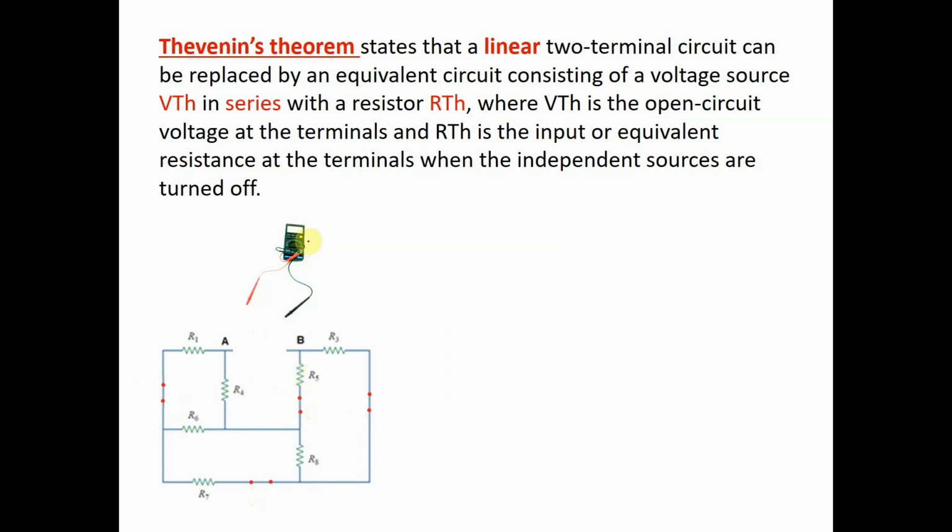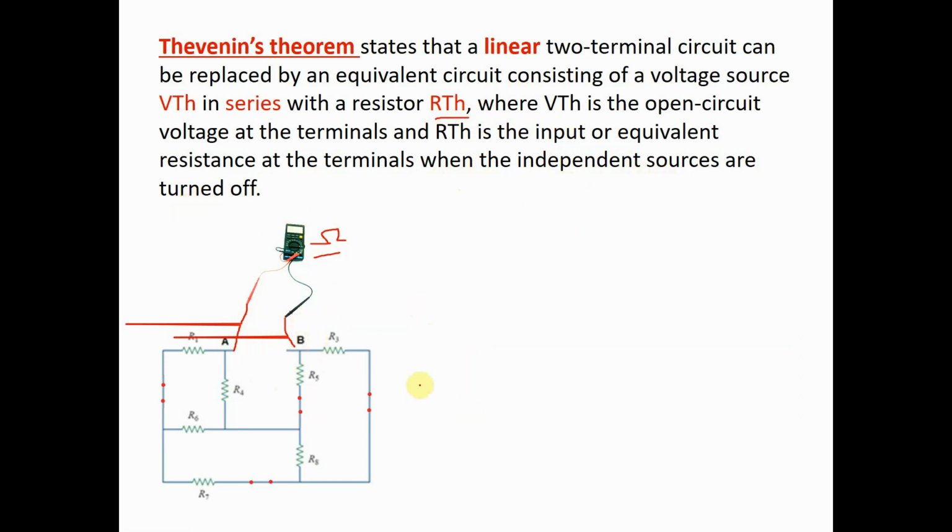So now, what you should do is use an ohmmeter to measure the resistance between A and B, and that will be your RTH. Okay? That is the equivalent resistance at the terminal where the independent sources are turned off or removed.